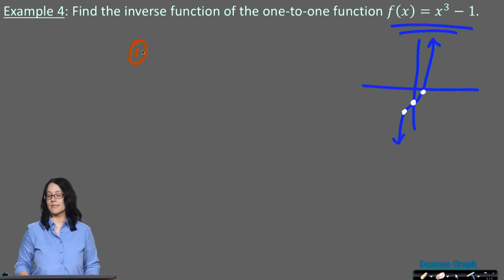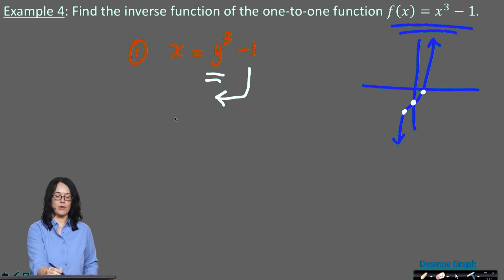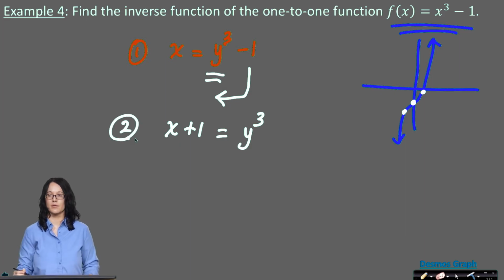Step 1, what was it? Switch x and y. So x would equal y cubed minus 1. What was step 2? That's right, solve for y. So we want to first isolate the cubed term, the y cubed term, by adding 1, because that's the inverse operation of subtraction. Add 1 to the x value. We have x plus 1 now equals y to the 3rd power. So we're talking about step 2.